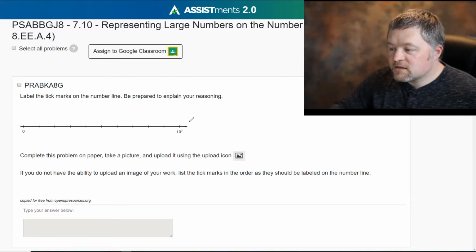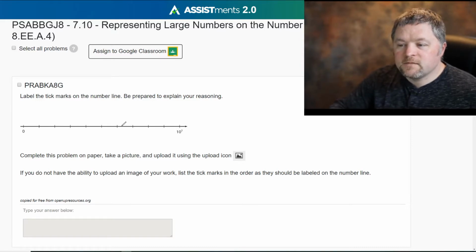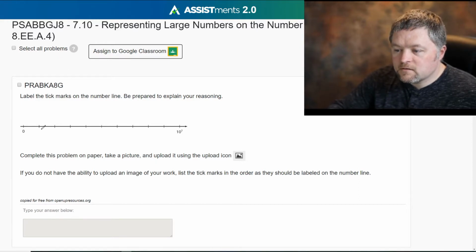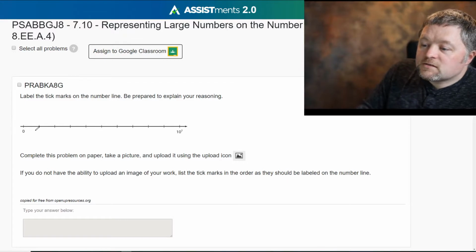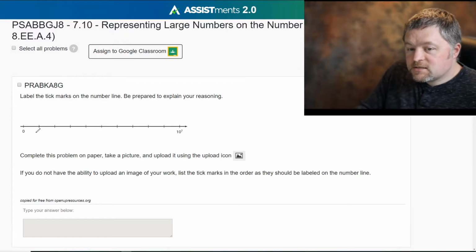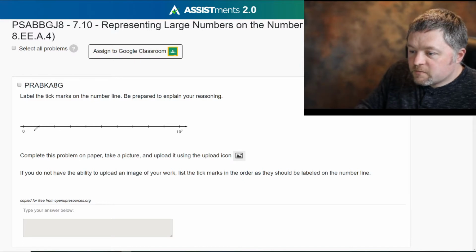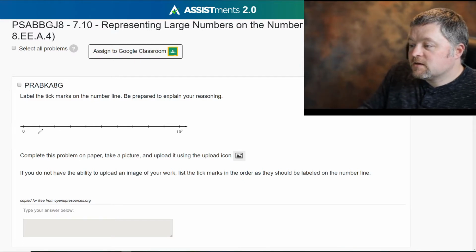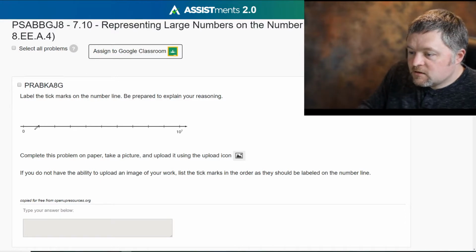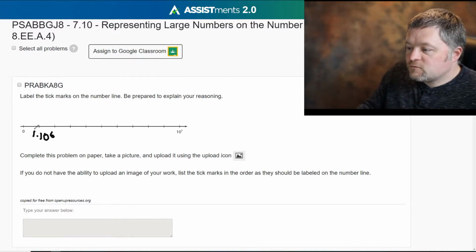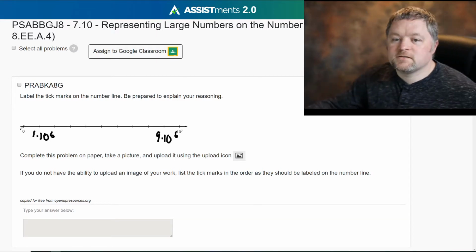There are 10 spots in here, so if this is 10 million, this is going to be 9 million, 8 million, 7 million, 6 million, 5 million, 4 million, 3 million, 2 million, 1 million. I would like us to note these in scientific notation, which means single millions are 10 to the power of 6. So this should be 1 times 10 to the power of 6. This will be 9 times 10 to the power of 6.